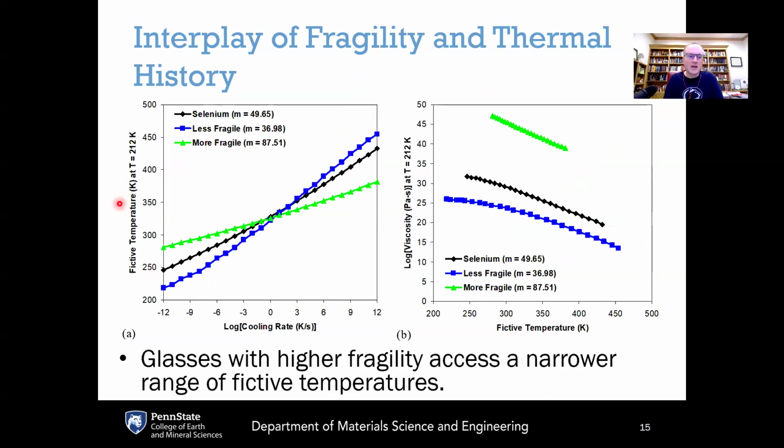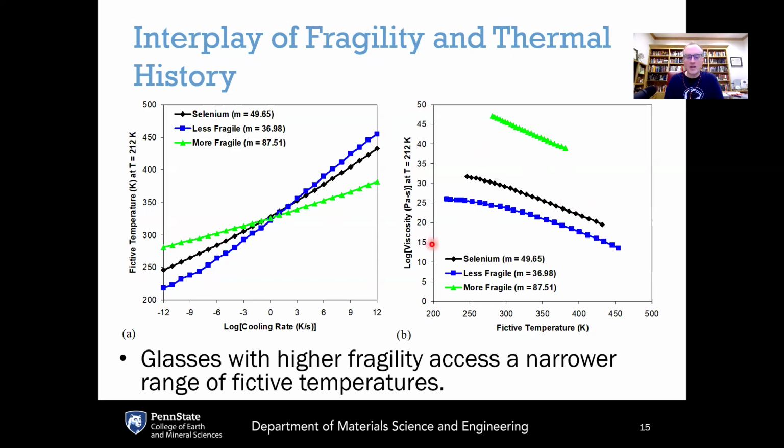And you can see this here on the left plot. This shows the fictive temperature as a function of the logarithm of cooling rate. The more fragile system, because of its steeper slope, is able to access a much narrower range of fictive temperatures because of that sharper glass transition. If you just take the same coverage of cooling rates, but have a less fragile system, shown here in blue, this covers a much wider range of fictive temperatures because of that shallower slope.